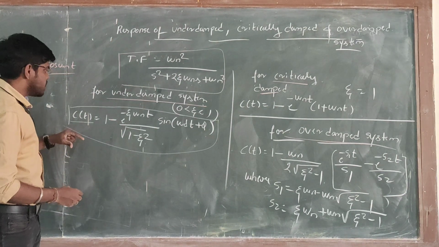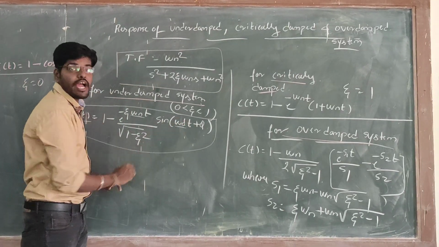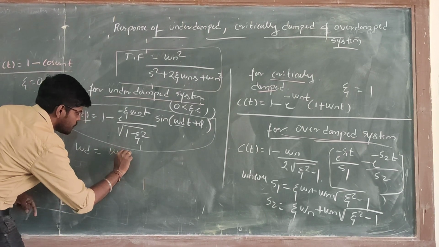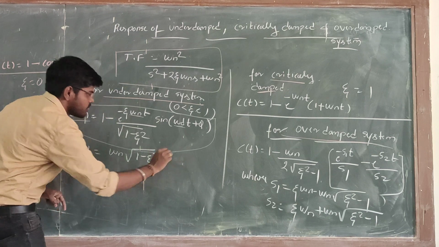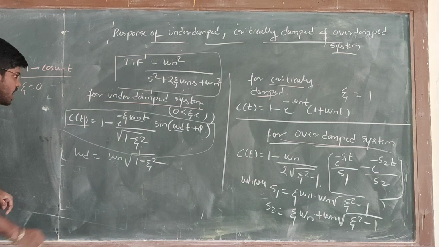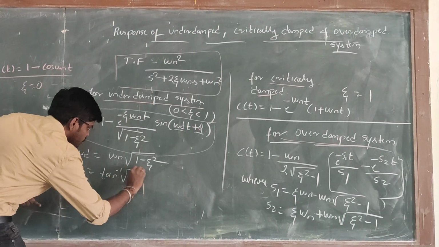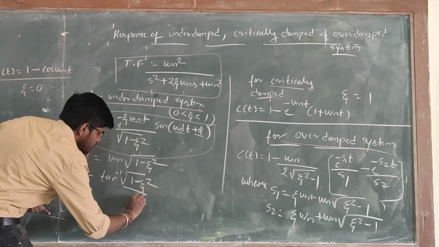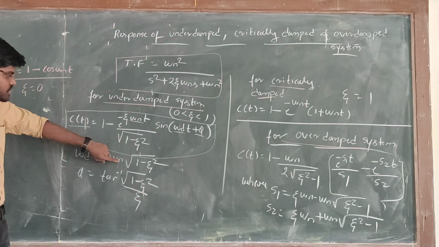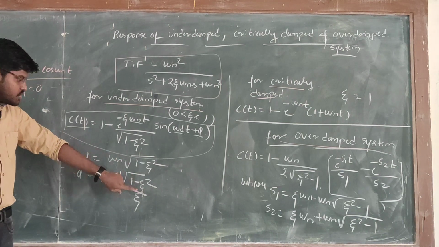Here omega n is the undamped natural frequency and omega d is the damped natural frequency. Remember this: omega d equals omega n into square root of 1 minus zeta square, and the angle phi equals tan inverse of square root of 1 minus zeta square divided by zeta. So omega d is the damped natural frequency, given by omega n into square root of 1 minus zeta square, and phi is the tan inverse of square root of 1 minus zeta square divided by zeta.